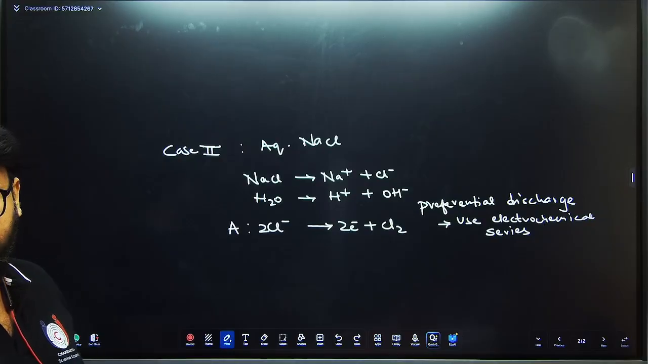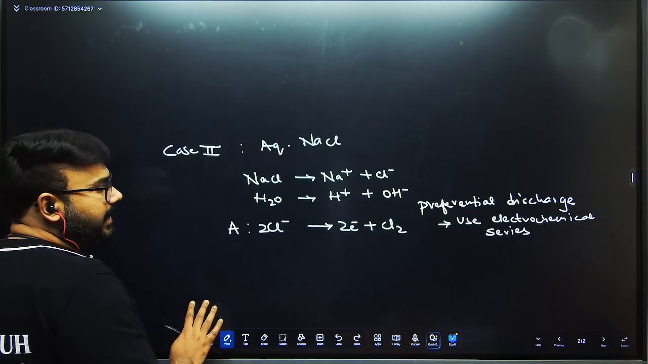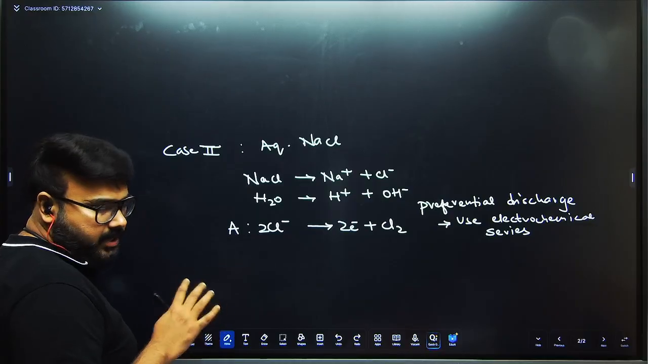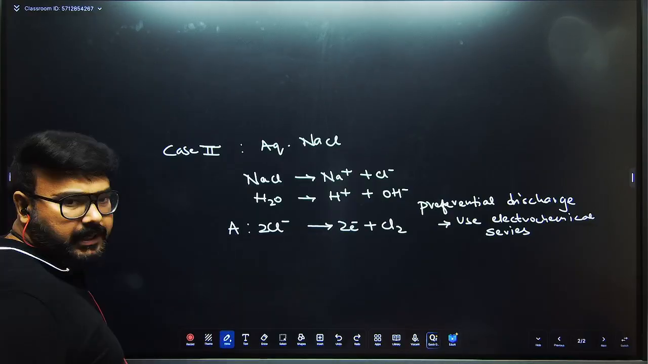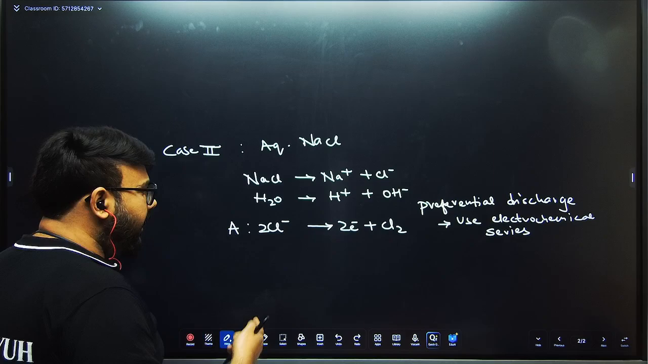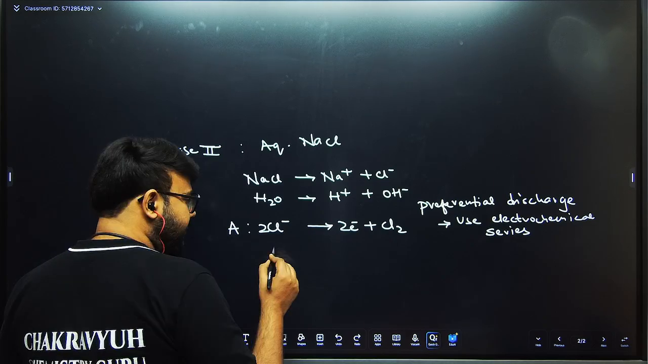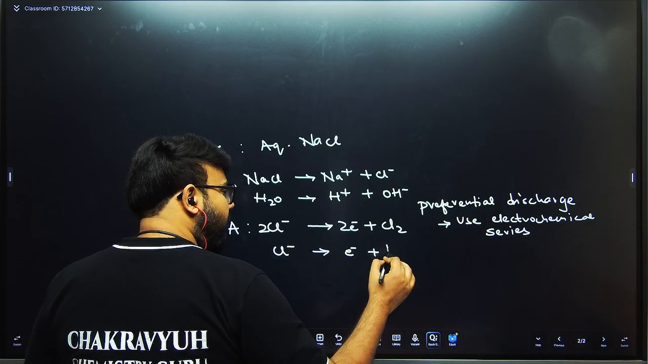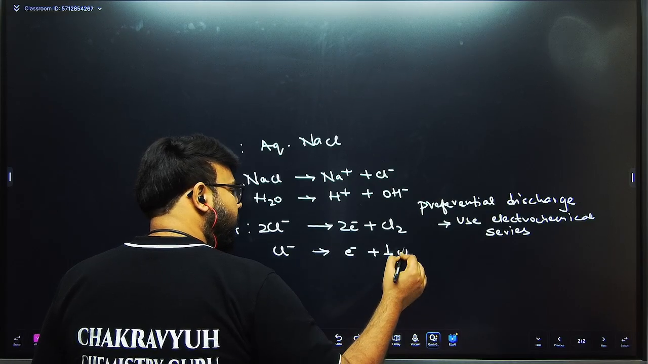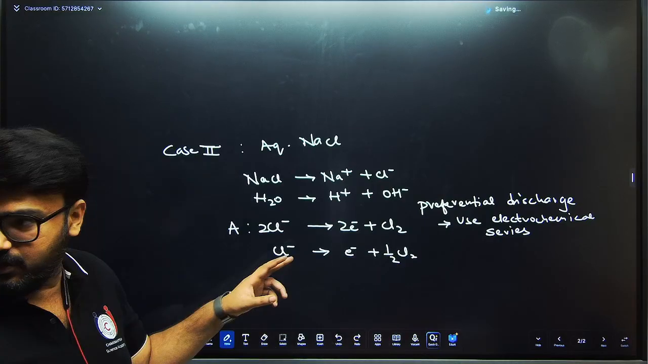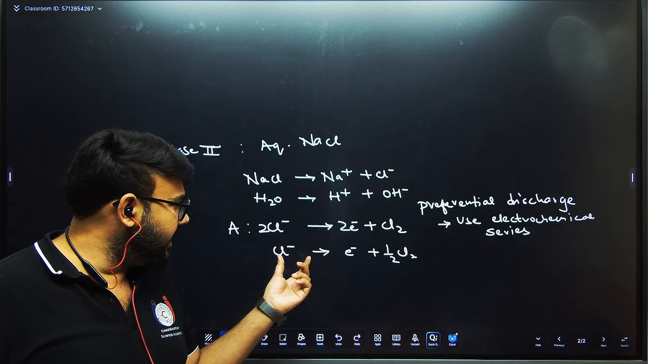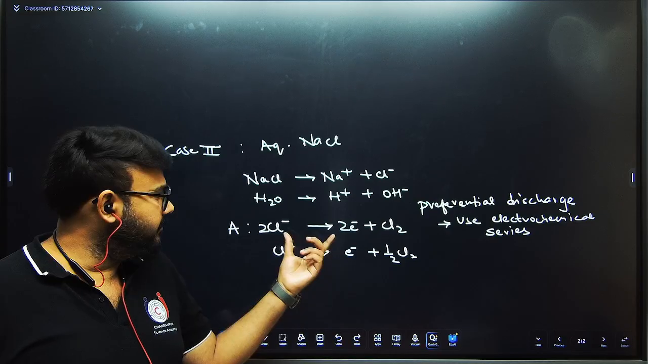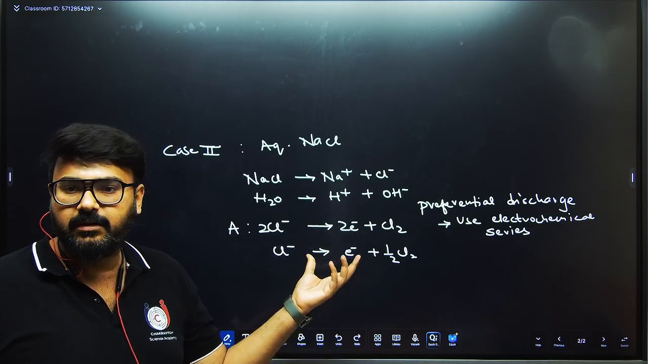Guys, got it? And pay attention, it's very important. I usually like this reaction, but NCERT has written that 1 Cl minus loses 1 electron to form half Cl2. So there is no difference between these two. The NCERT version is this and my version is this. Both are correct.